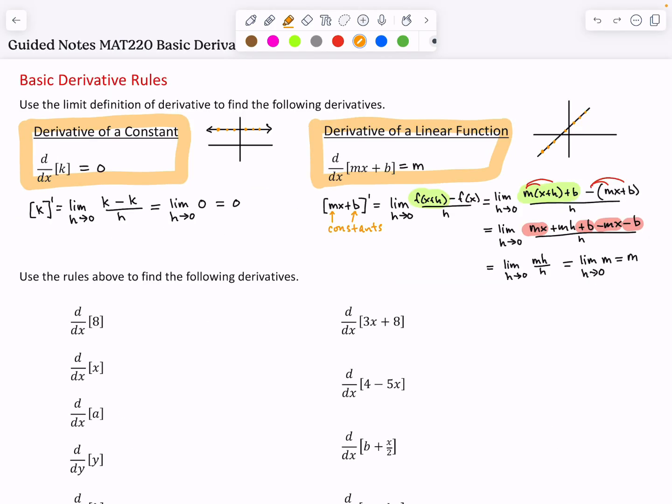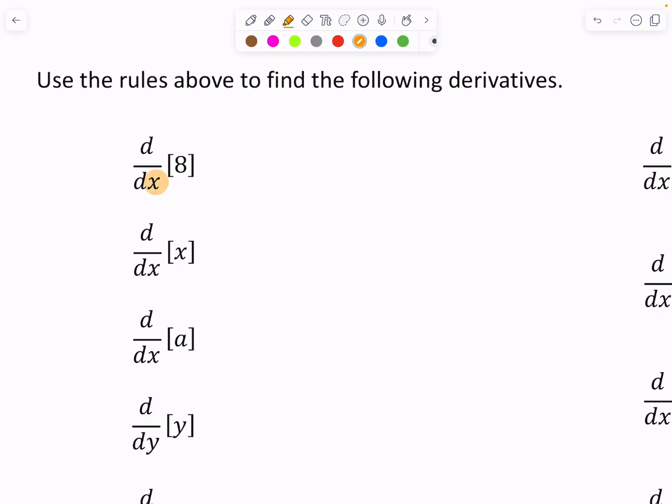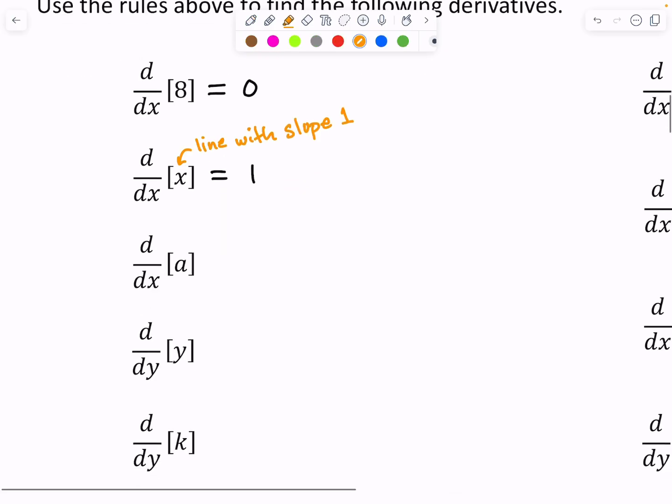Okay, let's apply these shortcuts to some examples here. Here the independent variable is x. Notice there is no x in this function, it's just a constant 8. So this derivative is 0. In this next case, we're differentiating with respect to x, and there is an x here. So this is a linear function. When you graph y equals x, you get a line with slope 1, because 1 is the coefficient of x. So the derivative of x with respect to x is simply 1. In the next example, again, we're differentiating with respect to x, but this time I have a different letter.